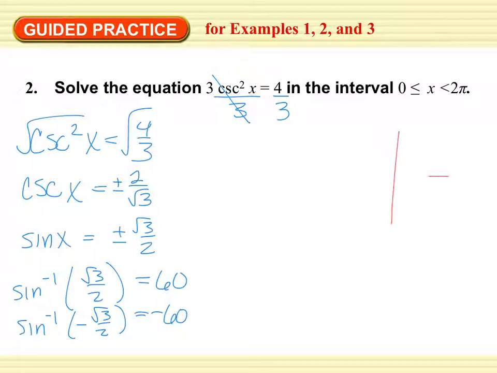So here we are. I've got a positive 60 degrees, which is, I think, pi over 3. Yep. And negative pi over 3. So I've got pi over 3 and negative pi over 3. So for pi over 3, I've got this one, and then, nope.